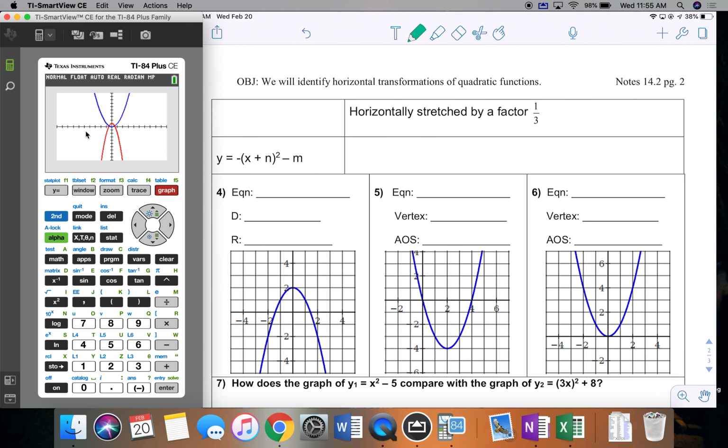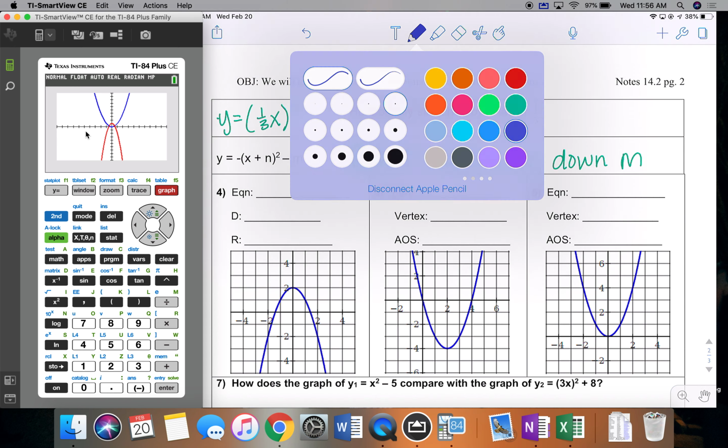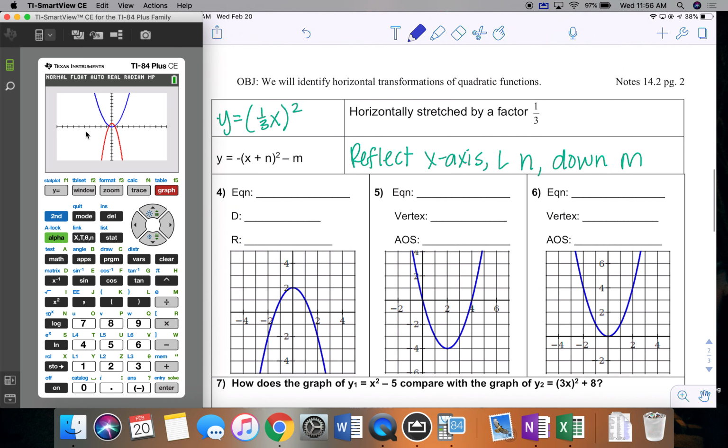And we actually have 2 more problems. Another horizontal stretch, so that's going to go on the inside with x. And then this last one, we're going to reflect over the x-axis. We don't learn anything that reflects over the y. We would go to the left in, and we would go down m. But we don't know what those are, so we just leave them as in and m.